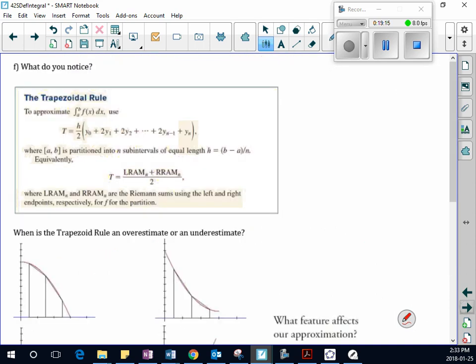Okay. This is the last lesson of this unit. So what do you notice? I noticed that this lesson... Yeah.